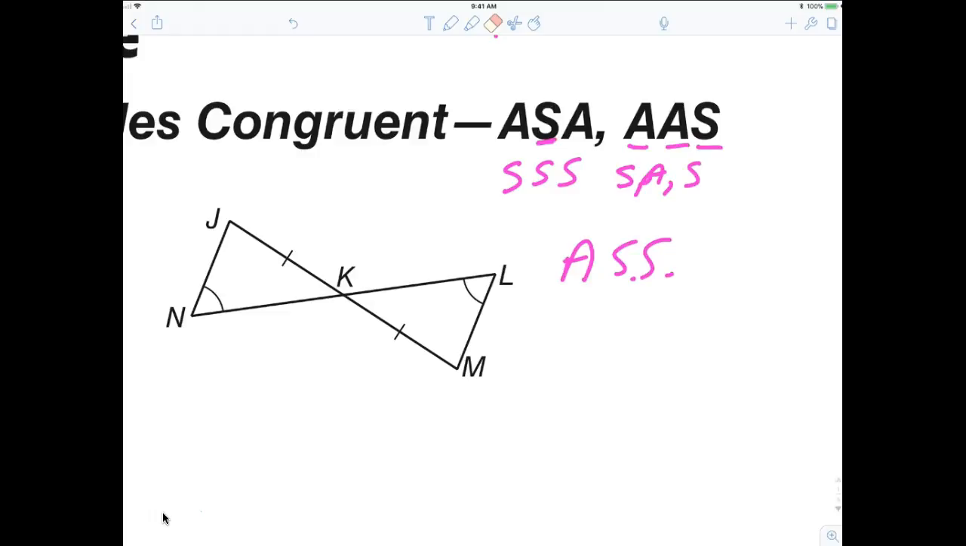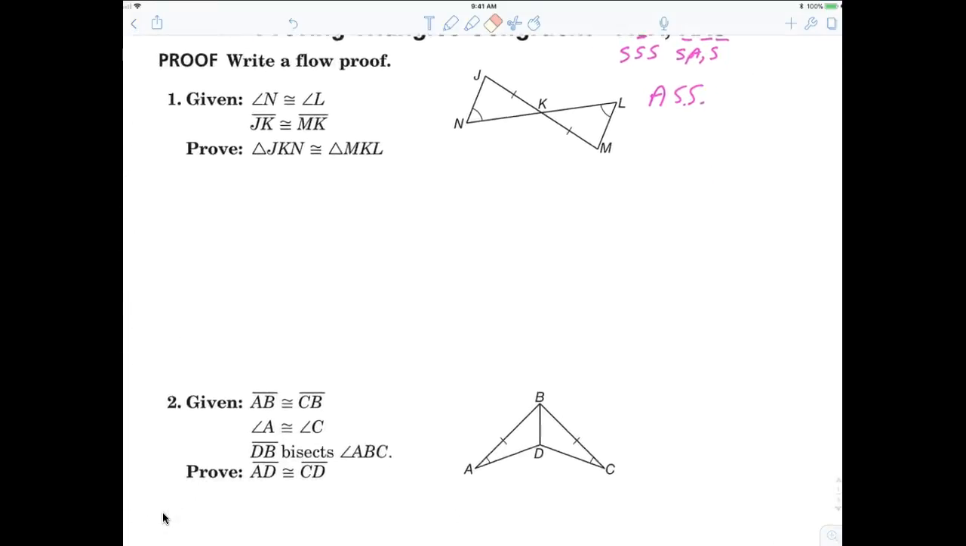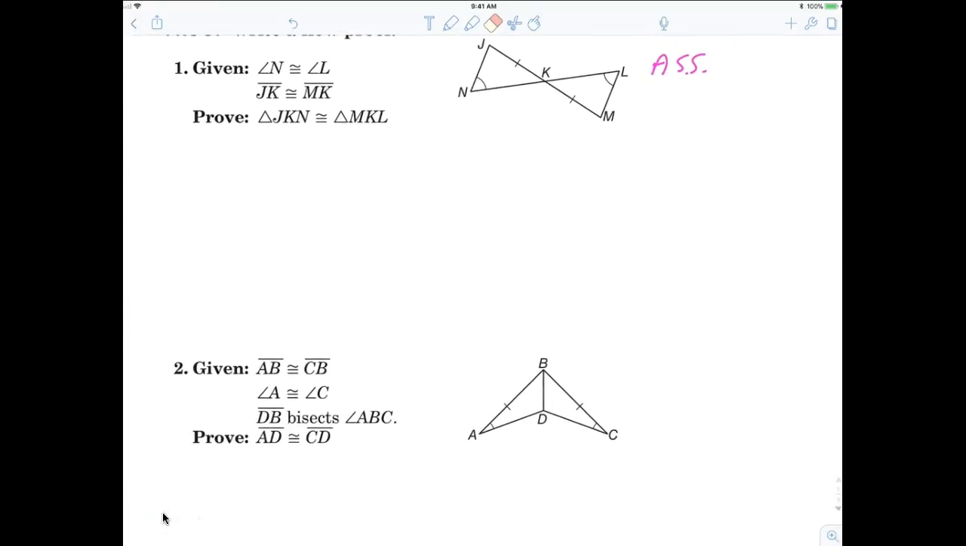Okay. All right? Now I want to start doing the proofs. All right? And honestly, guys, I just feel like it's so easy that, listen, if you're good, just go do the proofs.